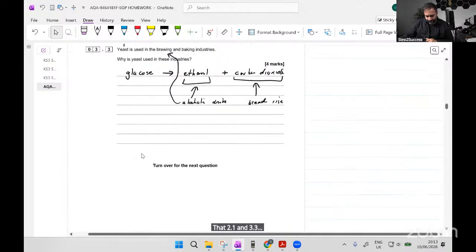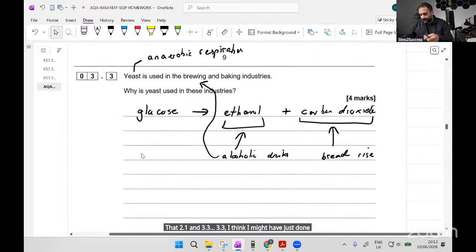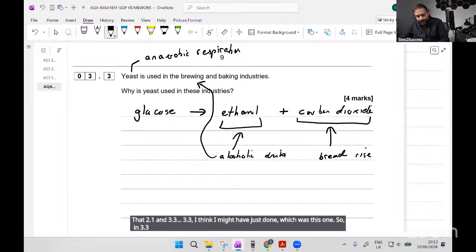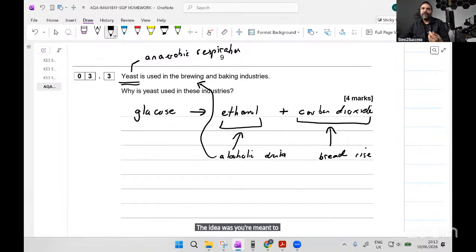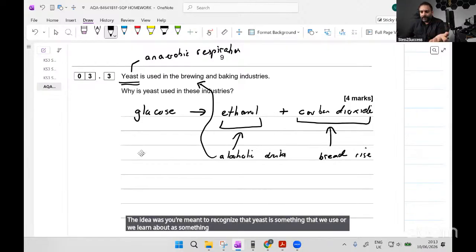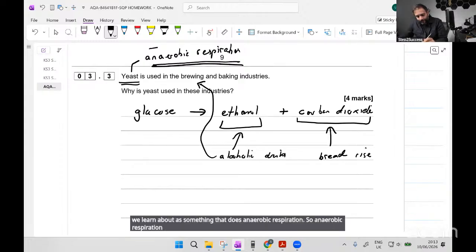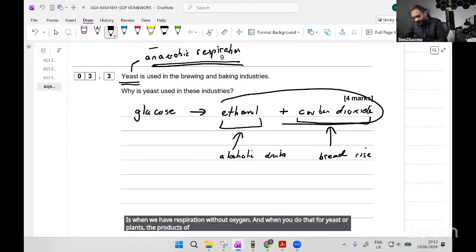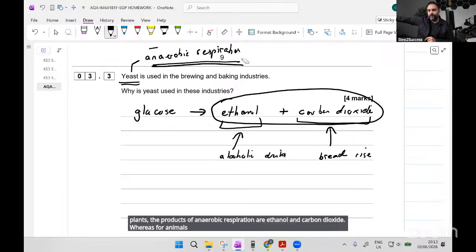2.1 and 3.3. 3.3, I think I might have just done, which was this one. So in 3.3, the idea was you're meant to recognize that yeast is something that we learn about as something that does anaerobic respiration. So anaerobic respiration is when we have respiration without oxygen. And when you do that for yeast or plants, the products of anaerobic respiration are ethanol and carbon dioxide, whereas for animals, it's lactic acid, so it's a different process.